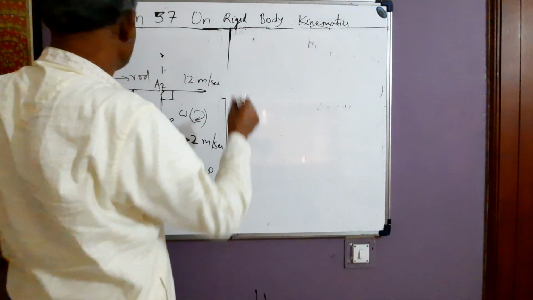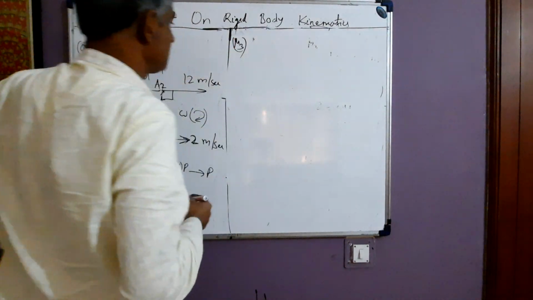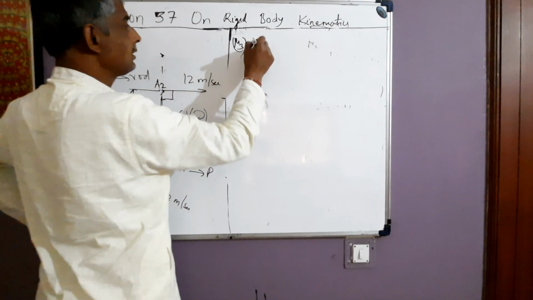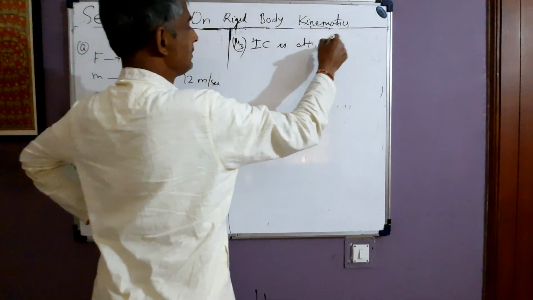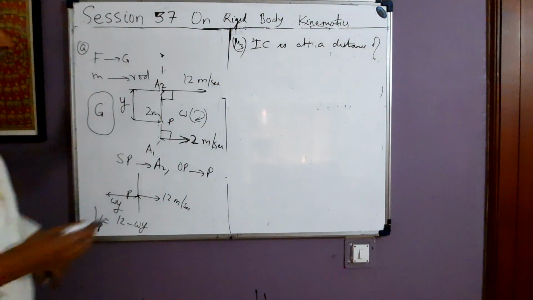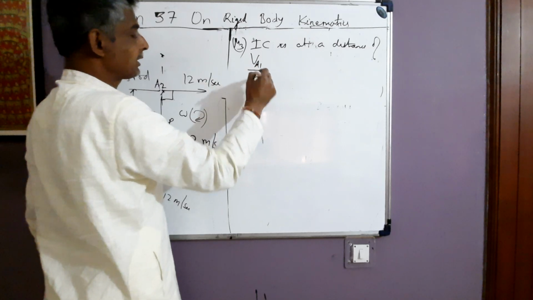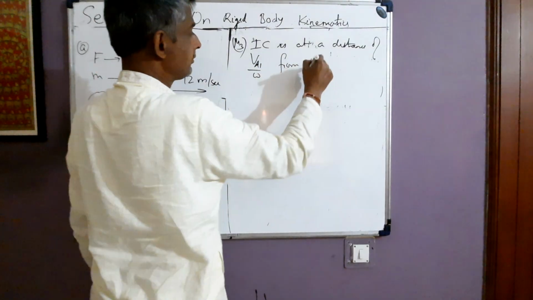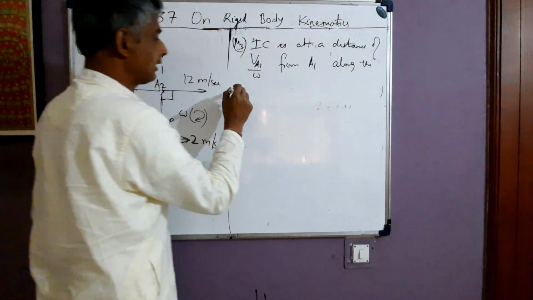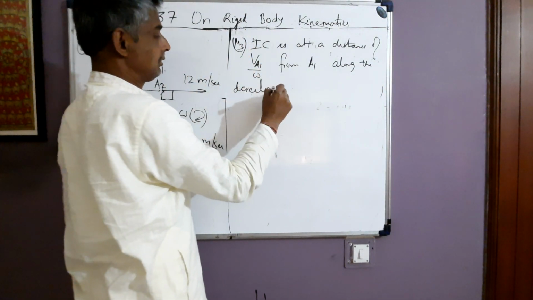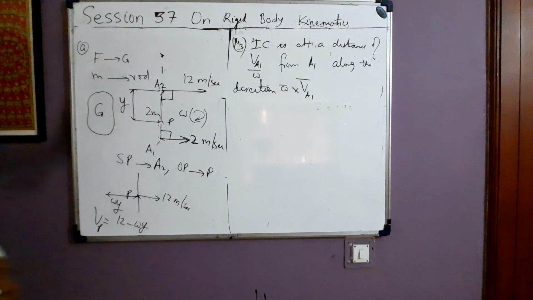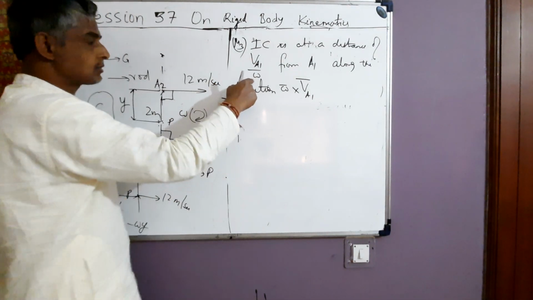So this we can solve by method 3 also. Method 3 is first what we do, we take A1, A2, any one of them. Now IC is at a distance of VA1 by omega from A1 along the direction omega cross VA1. Okay.